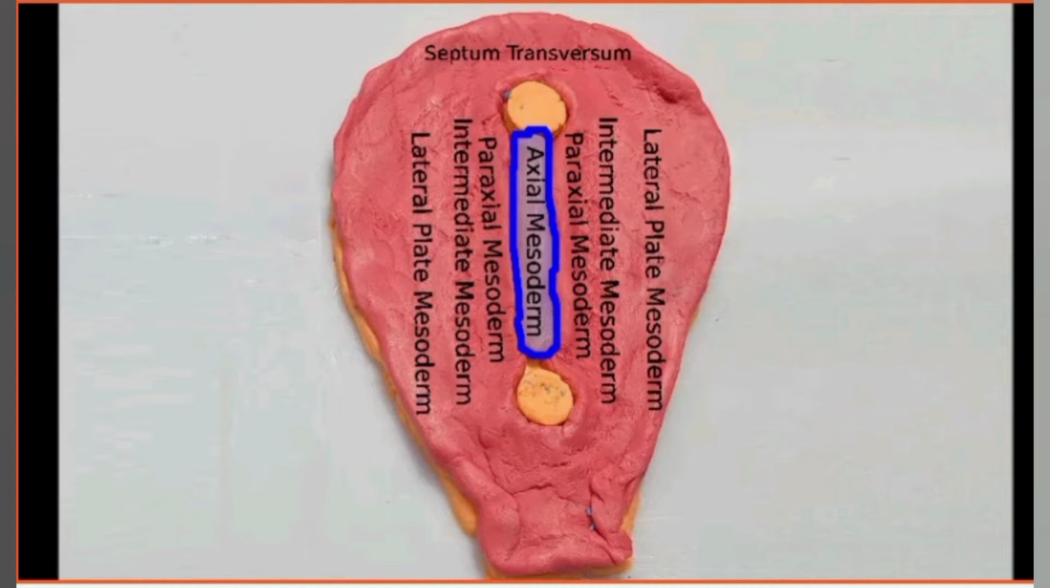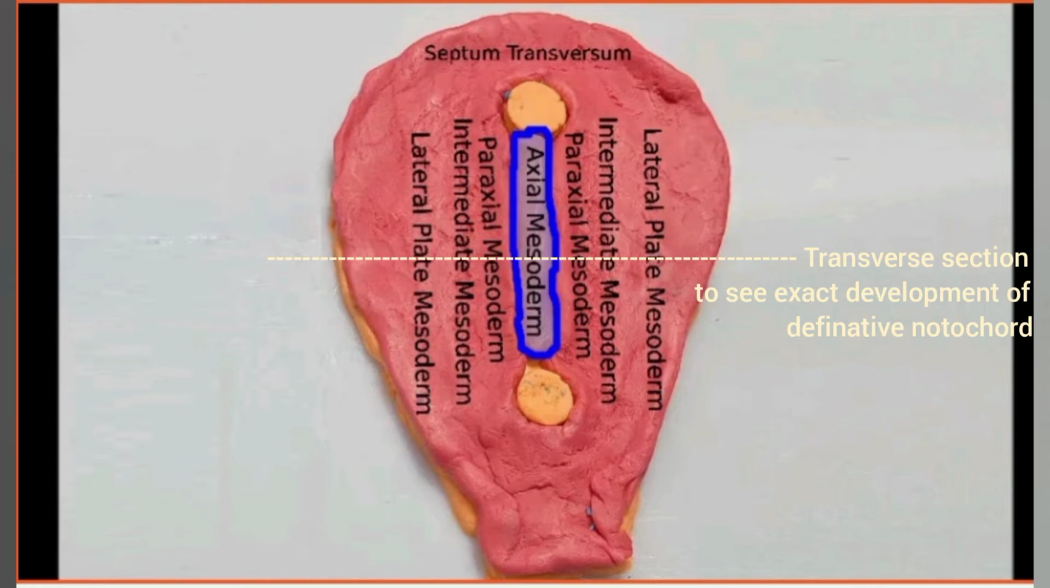In the region of the embryonic disc which is cranial to the prochordal plate, the two mesoderms from the right and left side fuse together to form the septum transversum. And this is the region of the connecting stalk, where the mesoderm extends into the connecting stalk caudal to the cloacal membrane.